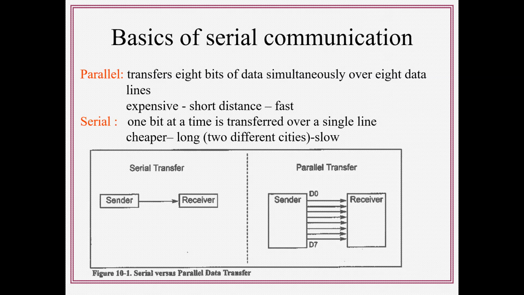Next one is serial communication. In serial communication, one bit at a time is transferred over a single line. So it is cheaper when compared to parallel communication because only one or two wires are required to transmit data. So this is preferable for long distances. Error detection methods and error correction methods are also supported. But the drawback is that it is slow when compared to parallel communication.